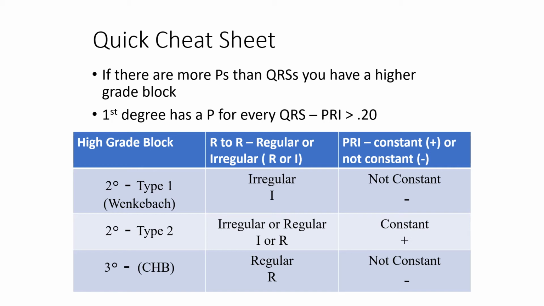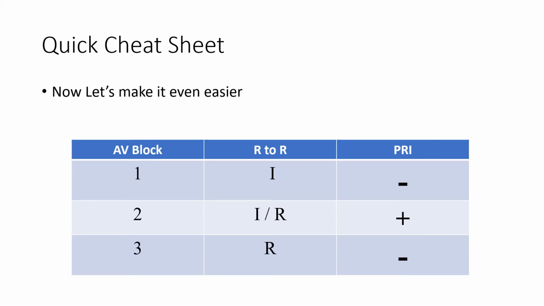So let's make it even simpler. I call this a quick reference sheet, from the previous slide. Once you understand it, you can go 1, 2, 3, I, R, R, I for irregular, R for regular. And then the PRI is not constant in second degree type 1. It is constant in second degree type 2, and it is not constant in third degree heart block. So this is just a process of elimination, and then we can practice them.